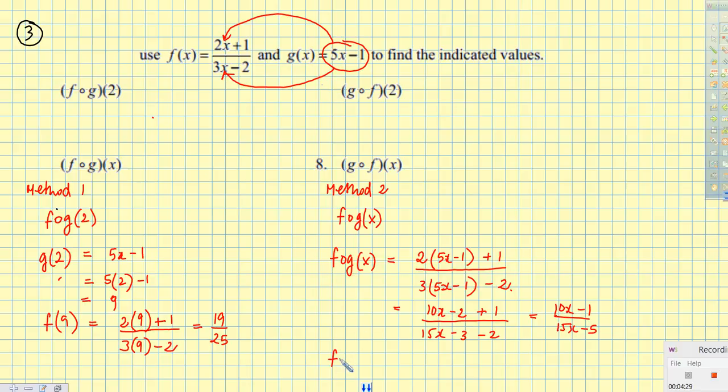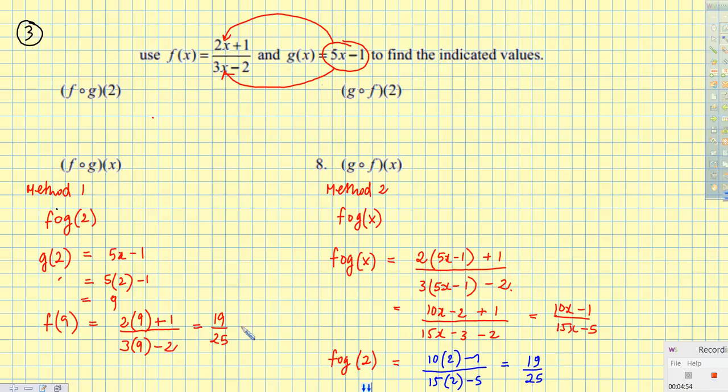If I now do f of g at 2, all I do is I replace the value of the x, which is 2, in for x in the composite function, so that it becomes 10 times 2 minus 1 all over 15 times 2 minus 5, which is equal to 20 minus 1, which is 19, and it still gives us over 25.